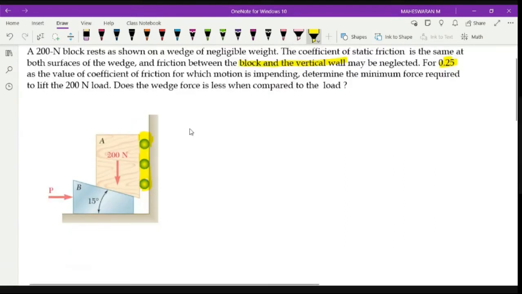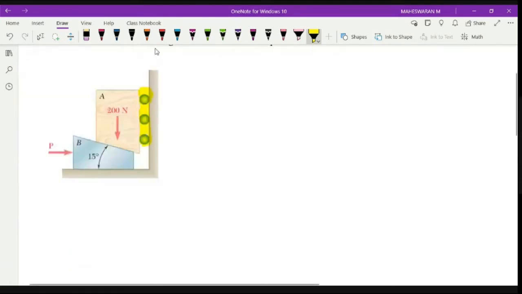I think it is similar to your block problem, so there is not much difference. The only thing is there is an inclination here and there is no weight here. The wedge doesn't have any weight, right? So when you look at the problem, the force is applied on the wedge. So the first step is I have to take block B and draw the free body diagram, right? So according to this, your wedge is like this. This is my wedge.